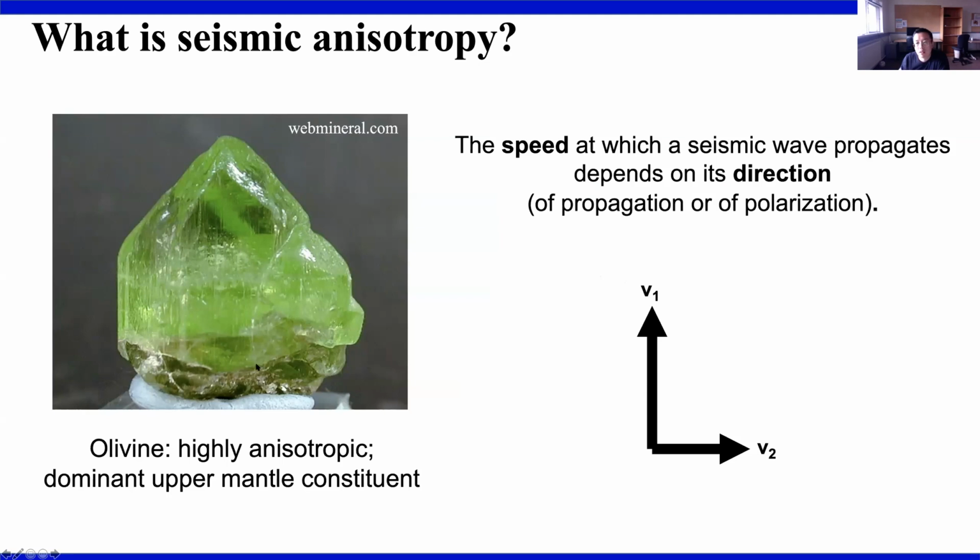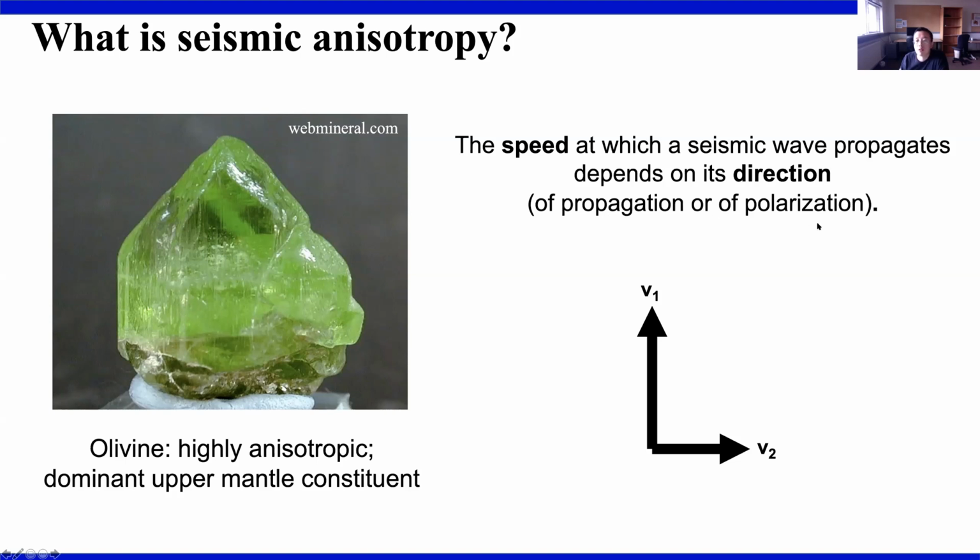Say we take olivine, this beautiful crystal, one of the dominant upper mantle constituents. If you shoot a P wave from left to right, compared to the speed of another wave from bottom to top, you're probably generating a 20% difference in terms of velocity. So that is propagation direction difference.